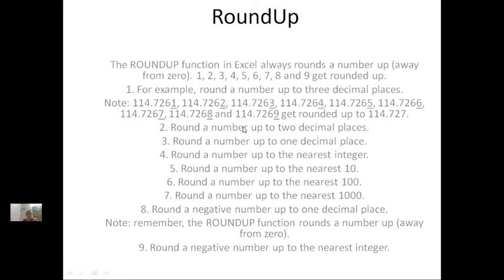Here, for example, he is showing round a number up to 3 decimal places, 114.7261, 114.7262. So round up to 2 decimal places. 114.7269 gets rounded up to 114.727. See here, 69 is rounded to 7. So students, the round up function is used to round off the nearby value.